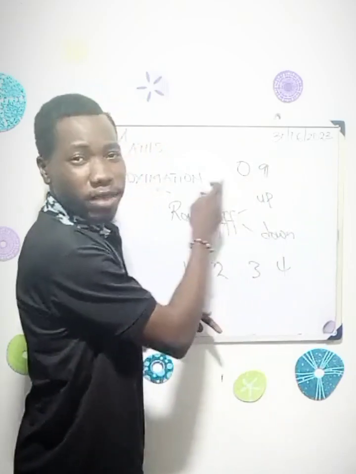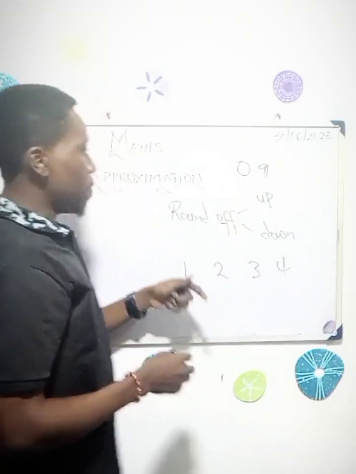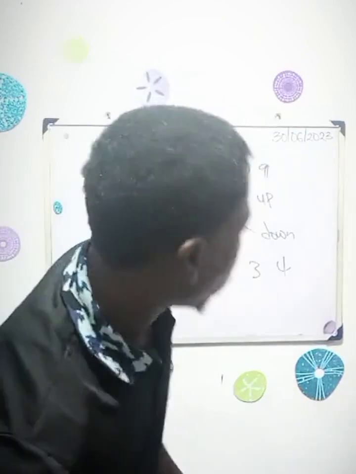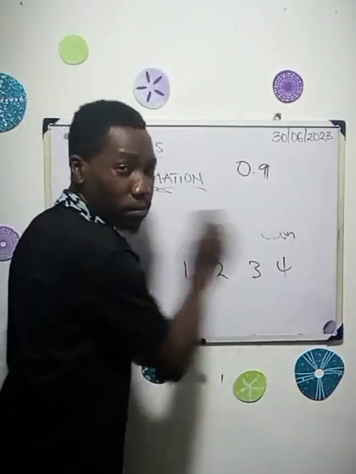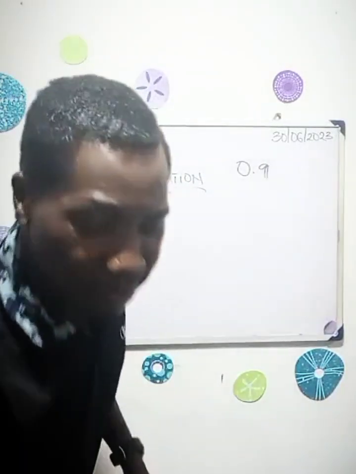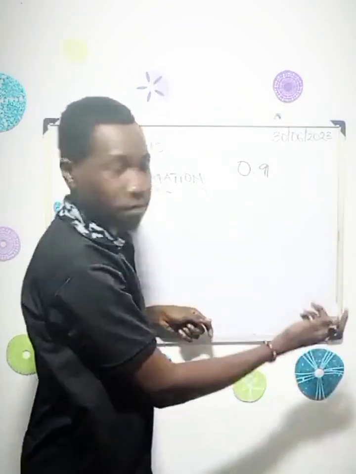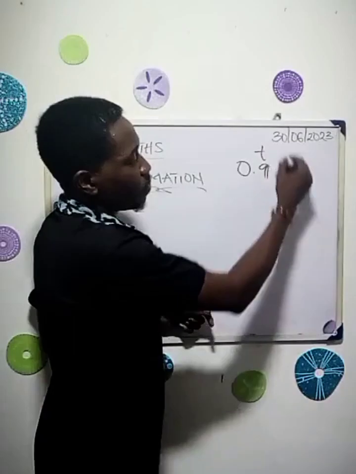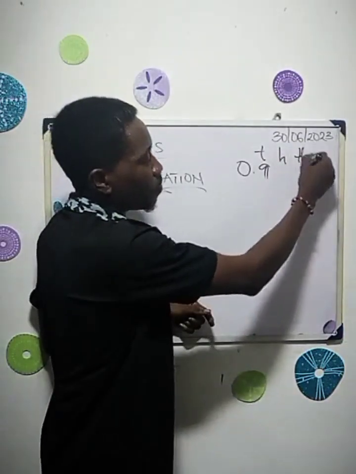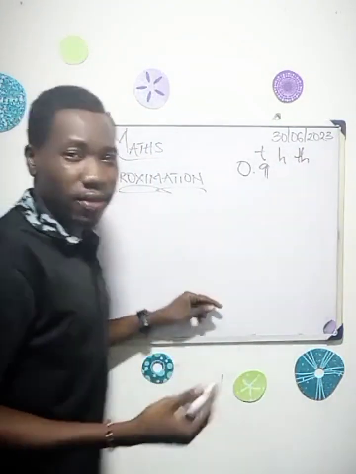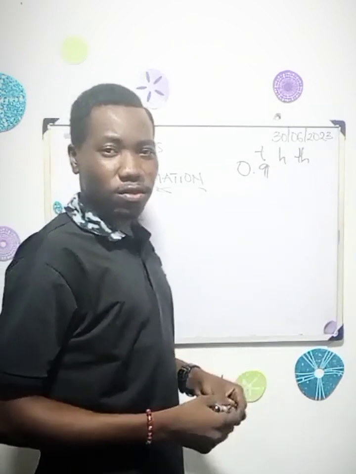So just like we have places in whole numbers, maybe I should talk about the place value also. Just like we have places in whole numbers, your units, your tens, your hundreds, your thousands, we also have places in the decimals. So we have the tenths, the hundredths, the thousandths, the ten-thousandths, hundred-thousandths, millionths, and so on and so forth. Good.